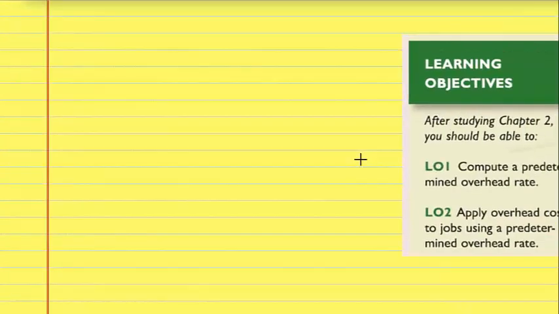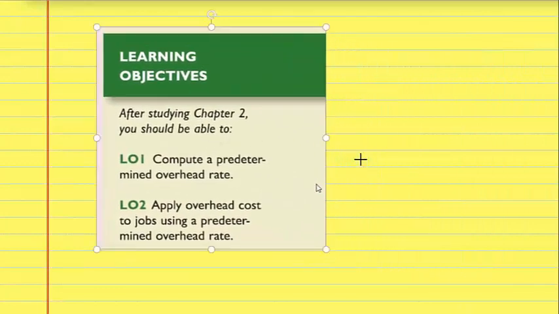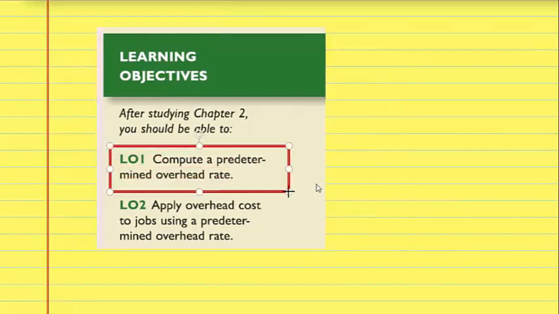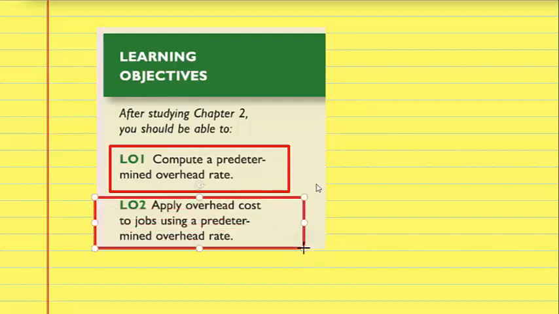So our learning objectives for this chapter are to compute the predetermined overhead rate, and also to apply overhead to particular jobs in production. Our two learning objectives for Chapter 2.